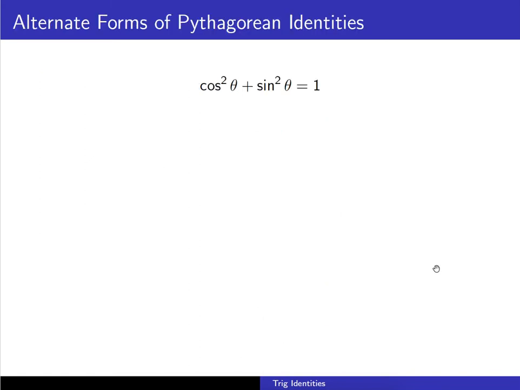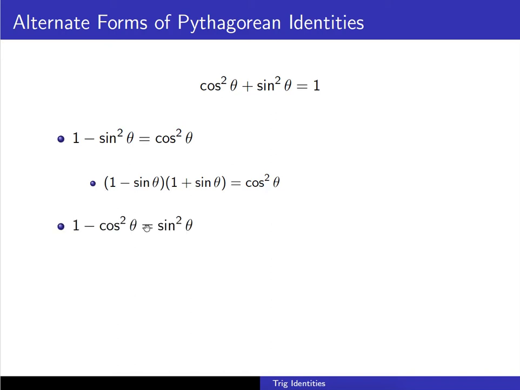We have some alternate forms of our Pythagorean identities. We'll look at the most popular one here, cosine squared plus sine squared equals 1. If we subtract sine squared from both sides, we get cosine squared is 1 minus sine squared, which then we can factor as a difference of squares. So that cosine squared is 1 minus sine times 1 plus sine, because 1 minus sine squared factors as a difference of squares. In addition, we could have subtracted cosine squared from both sides, and we'd have sine squared equals 1 minus cosine squared, and 1 minus cosine squared is also a difference of squares. So that factors as 1 plus cosine times 1 minus cosine.